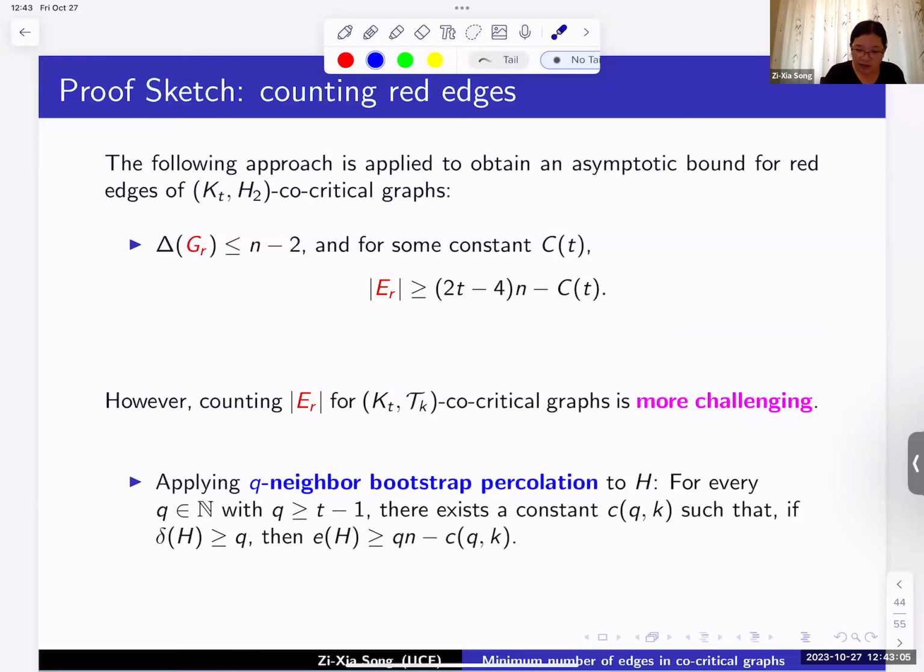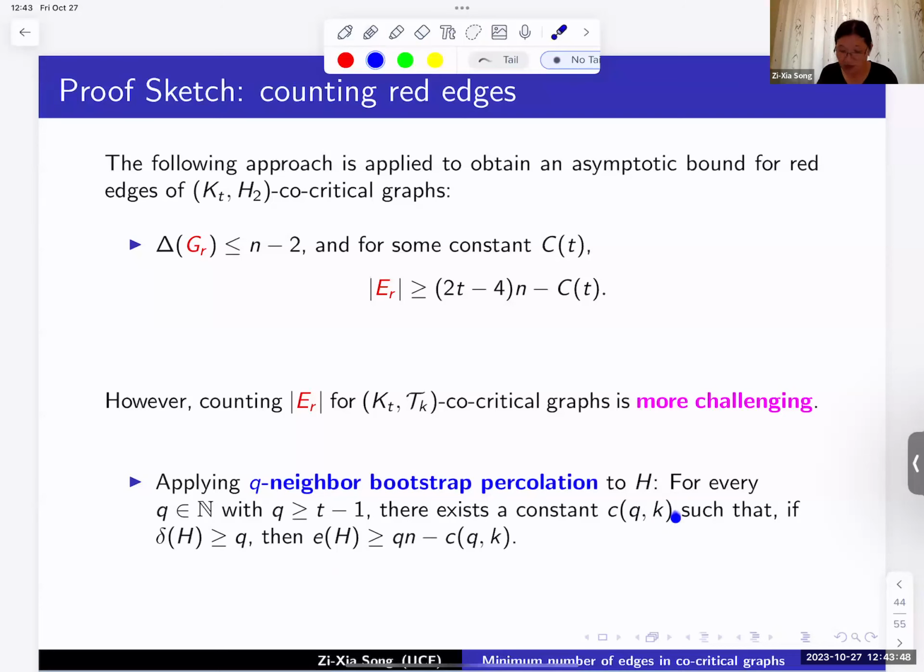So now the strategy here is just for 2 colors, for the K_t-H2 co-critical graph. Now we can prove the red graph has a minimum degree at most n minus 2, and then I can prove the lower bound for my red edges. All I need to show is that the max degree is at most n minus 2. As I said, this is more challenging. We have to use the percolation method to find the number of edges. Our constant will depend on k, where k is the number of colors.